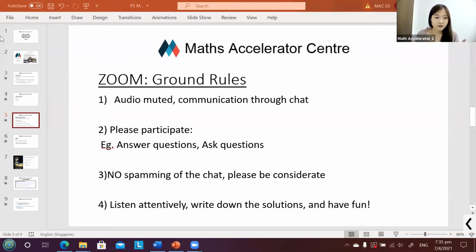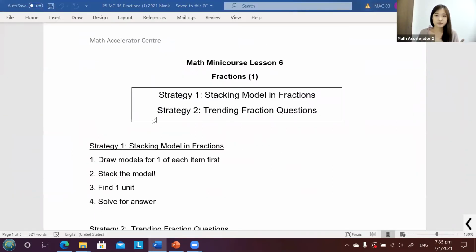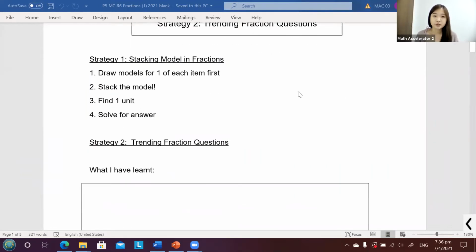Okay, so let's look at the questions now. Today we'll be doing some fractions. Term 1 was on whole numbers, so now we'll be touching on fractions. Strategy 1 will be going through stacking models in fractions. So how do we do this type of question? There are some steps here. Step 1, you draw the models for one of each item first. Step 2, you start to stack the model. Step 3, find one unit, and step 4, solve for the answer.